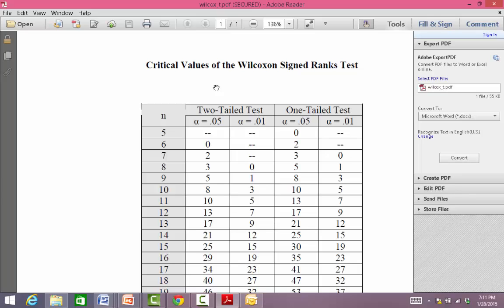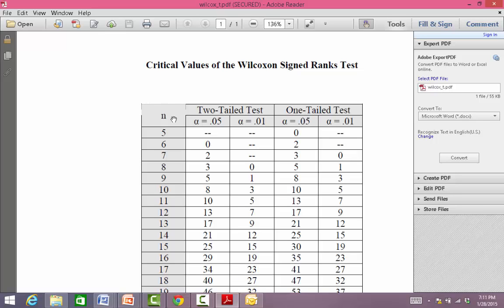Alright, so here is our W table here. And for the purposes of our example, we're going to do a two-tailed test. And we know that we have 7 patients. However, when we look a little further, what I'll get to in a second, is that the difference between two of our groups for one of the patients will end up being 0, so that kind of cancels it out.